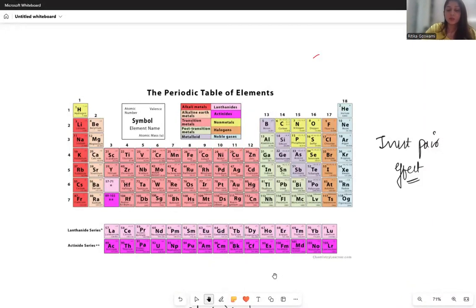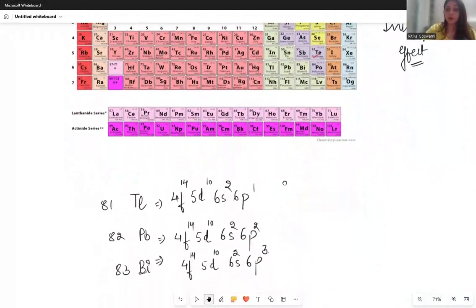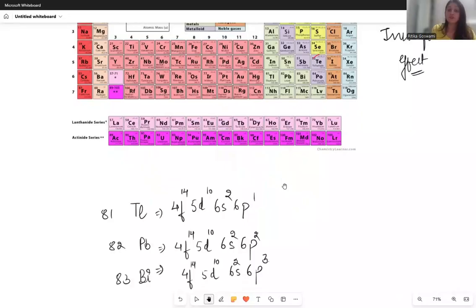Now, let's look at the three heavy metals in the p block, of groups 13, 14, and 15, which are thallium, lead, and bismuth. For clarity, I have written their atomic numbers and their electronic configurations here. The atomic numbers are 81, 82, and 83, which is huge, meaning the element, the metal, is quite heavy.